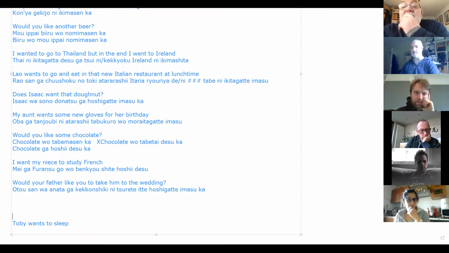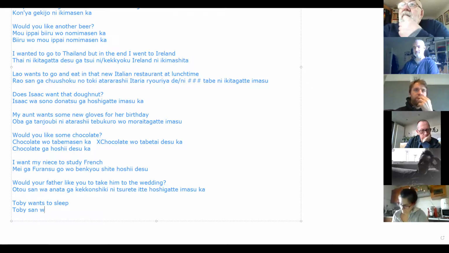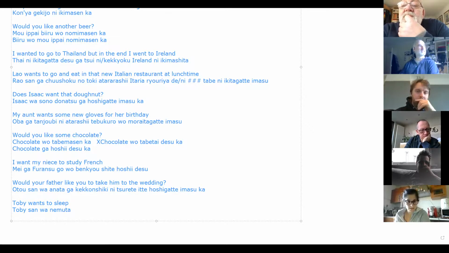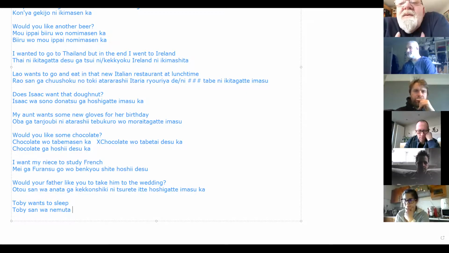And then finally, Jock, Toby wants to sleep. Toby-san ga nemutai n desu. Oh, he's third person. Nemutagatte imasu. Nemurimasu. Nemutagatte iru. So let's just clear some things up. Neru, isn't it? Oh, you can use nemuru or neru.